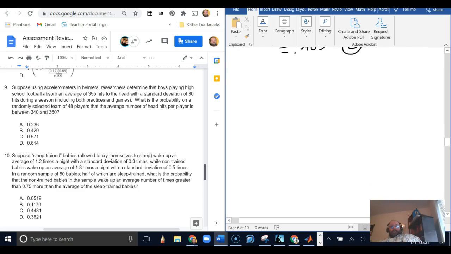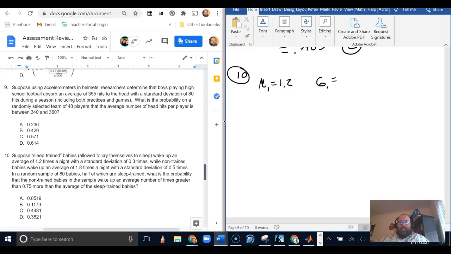For number 10, I have to admit there is something in this that is not in this portion of the course yet. So I will walk through it. It will not be a question like this on the assessment. So you have two populations here. You have sleep trained babies that have a mean of 1.2 and a standard deviation of 0.3, and you have non-sleep trained babies that have a mean of 1.8 with a standard deviation of 0.5.